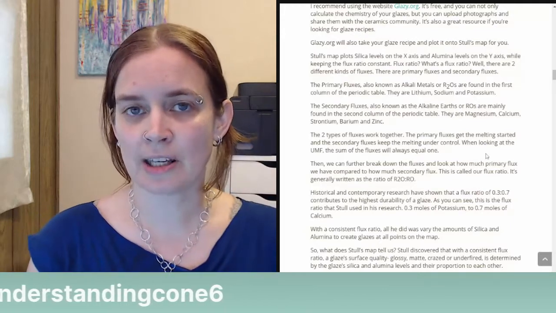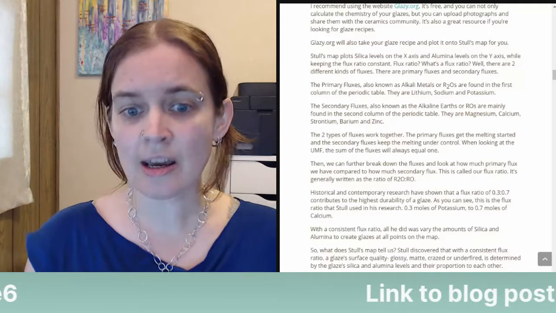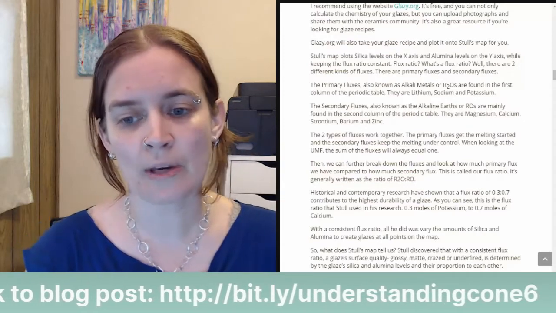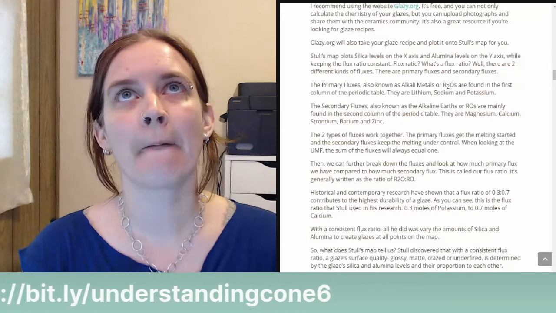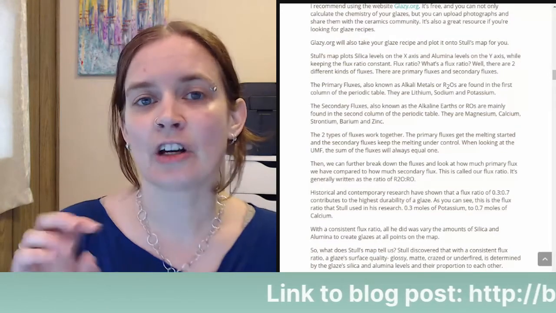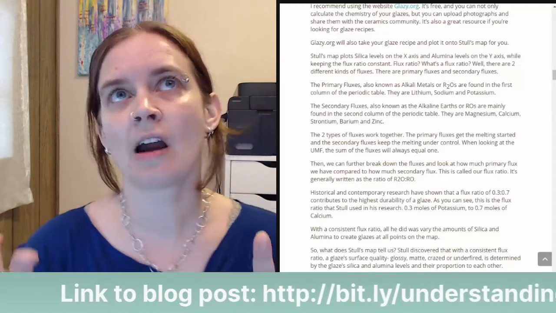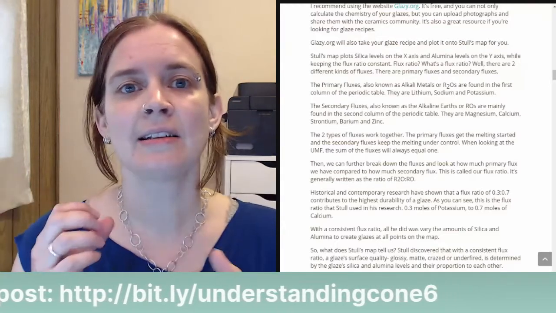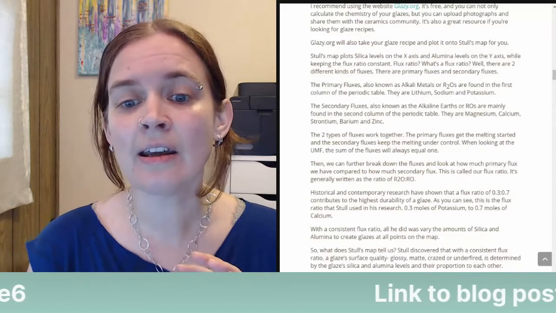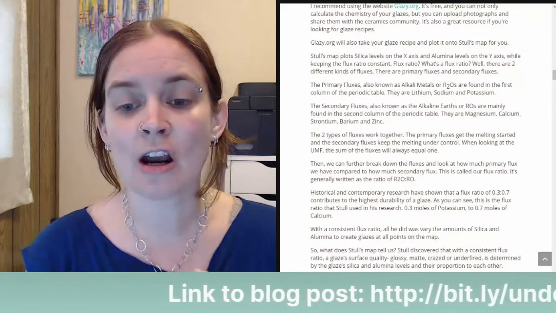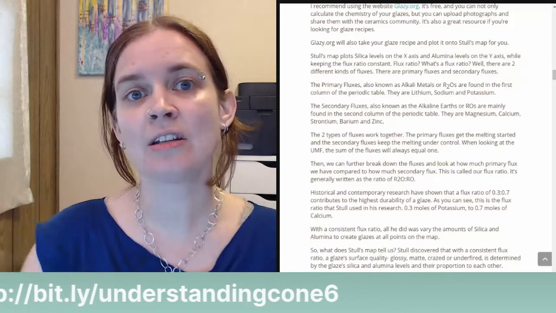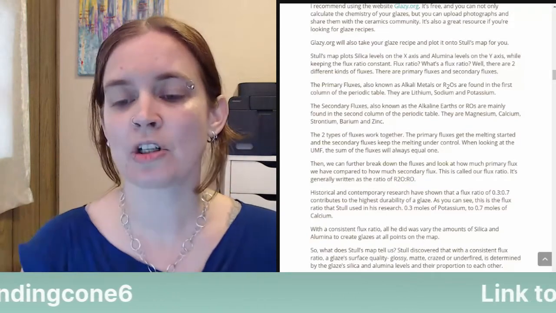The two types of fluxes work together. The primary fluxes get the melting started, and the secondary fluxes keep the melting under control. When looking at the UMF, the sum of the fluxes will always equal 1. My favorite way to think about the primary fluxes versus the secondary fluxes is kindling versus throwing logs on the fire. The primary fluxes are like the kindling. They burn really fast, so they move really fast. They're really reactive in the kiln, and so they really get the melting of the glaze started. And then the secondary fluxes are like throwing logs on the fire. They have more lasting power, so they keep the melting going up until the top temperature of your glaze firing.